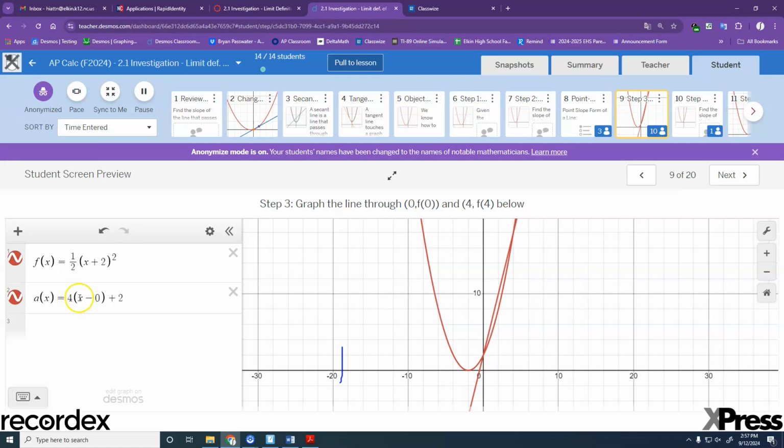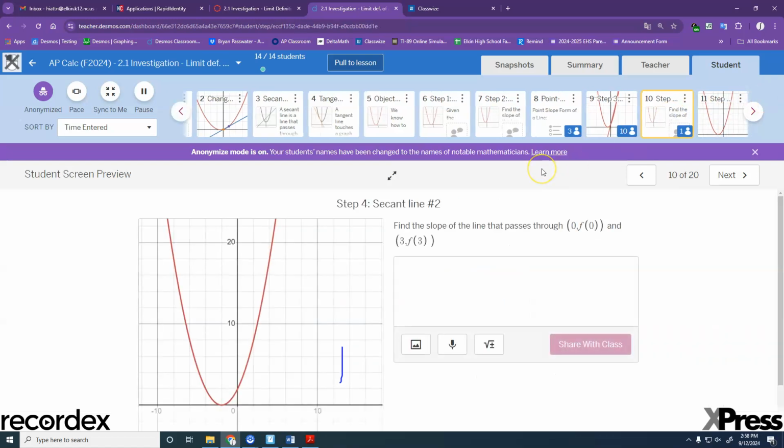And then I can just do x minus, you can use either point, 0, 2 or 4, 16. I just use 0, 2. So x minus 0 plus 2. All right. It could be simplified and get y equals mx plus b, but you don't have to. It'll graph it for that.